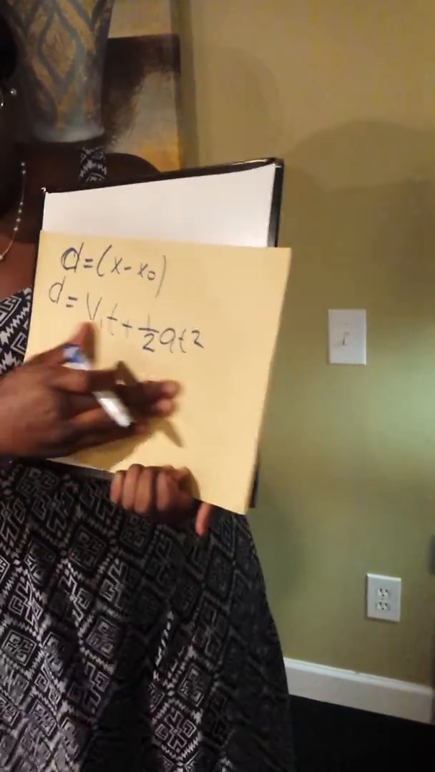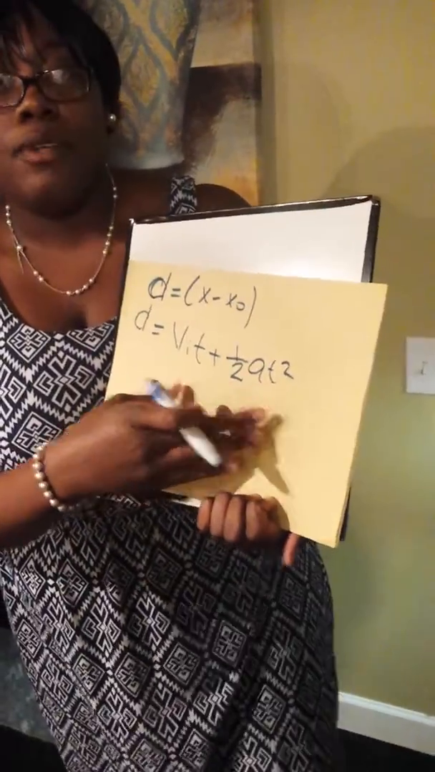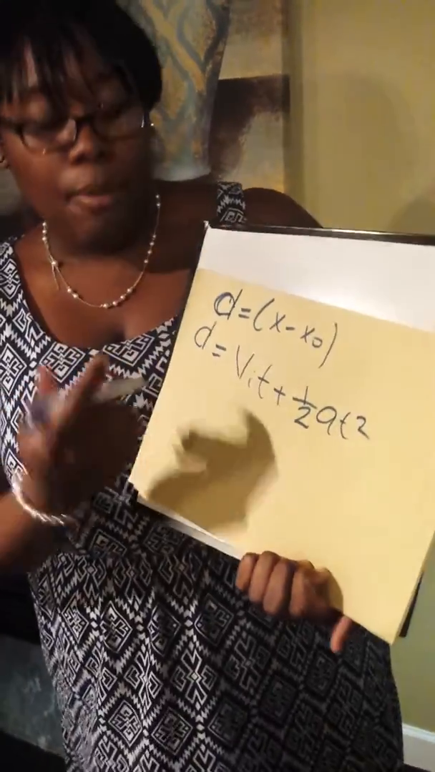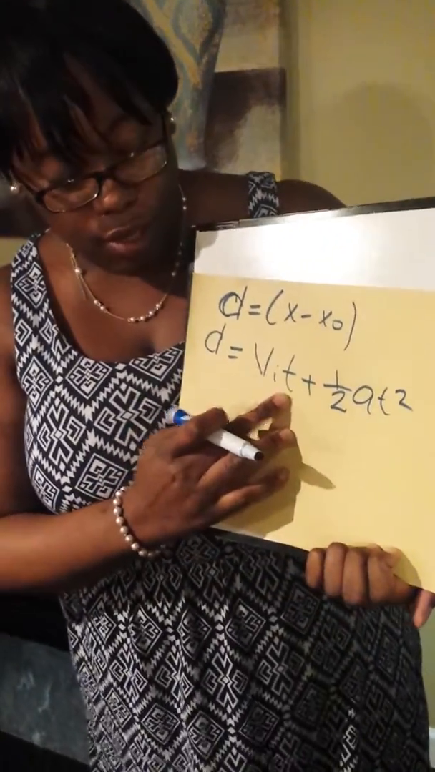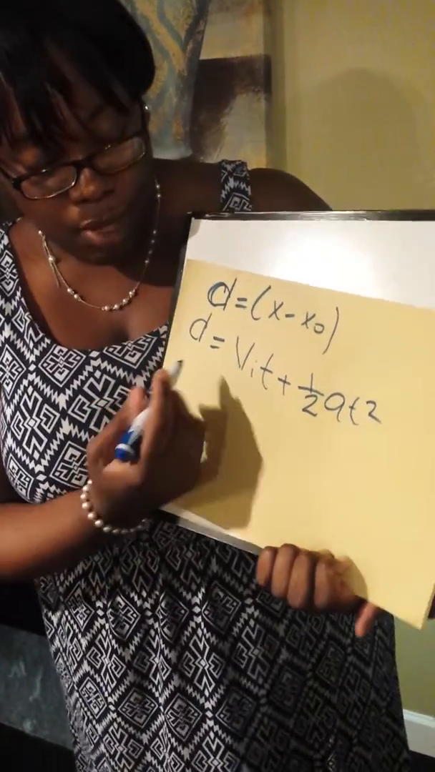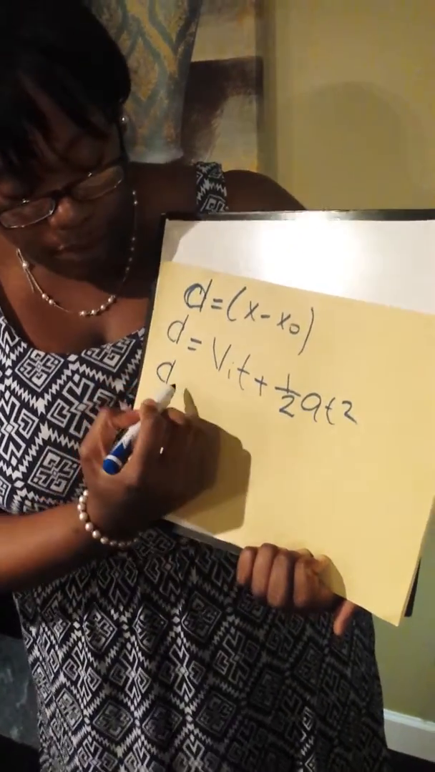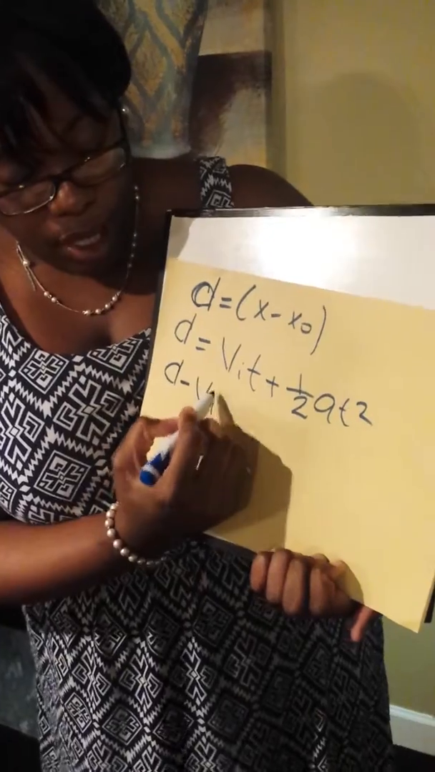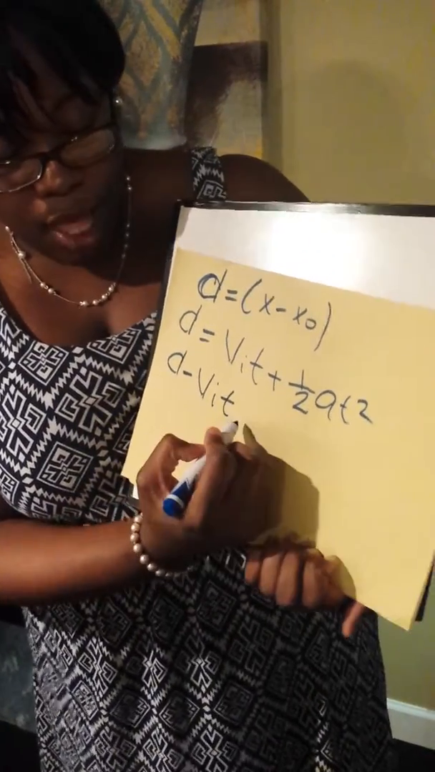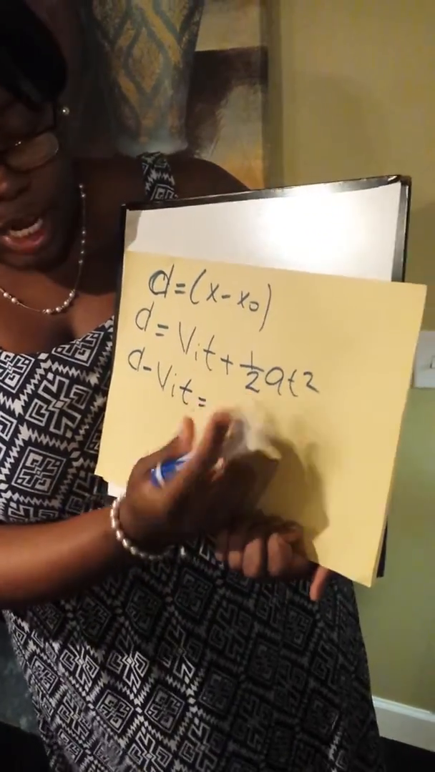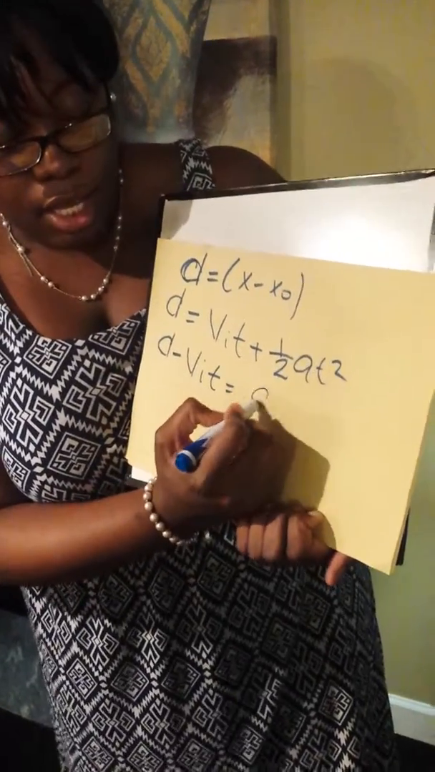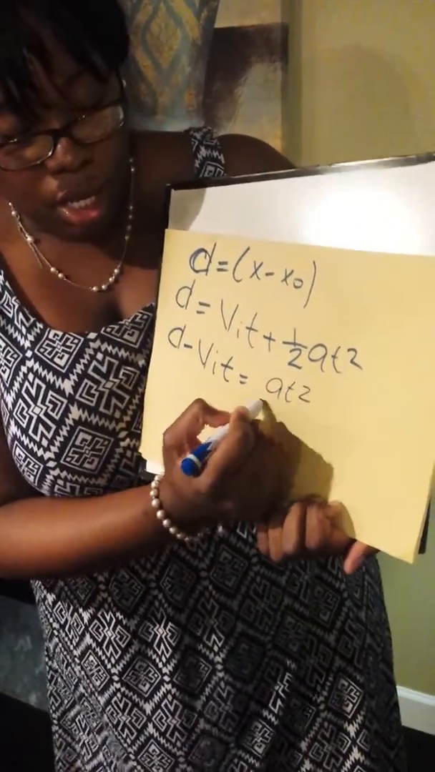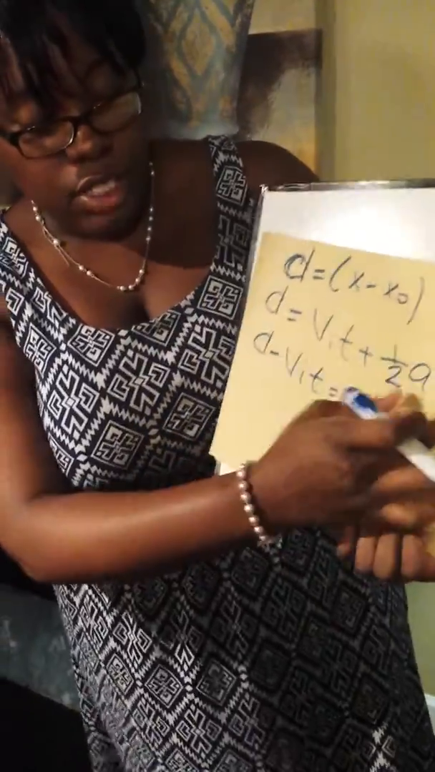What you would do when you have an equation to solve for a certain variable, you would do the opposite of the operation. So for this one, since we have a positive velocity initial times time, you will subtract it. So you have D minus V initial times time, and you still have this equal, and I'm just going to rewrite this part right here so it'll be easier to see. So you have A T squared all over 2. So I just rewrote this part right here.